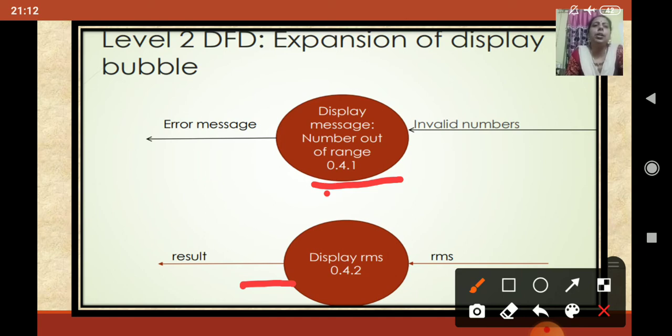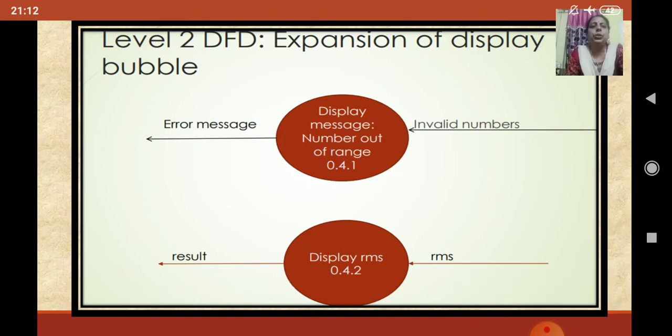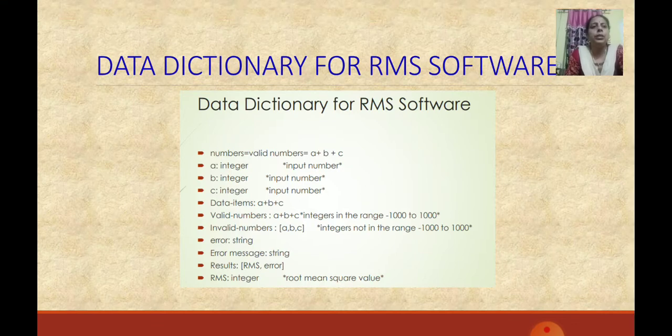So these are the decomposition of the level 1 diagram. This is the level 2 diagram. So this is all about the DFD diagram of RMS software, and this is the data dictionary. Data dictionary means the explanation of each data used in the DFD. It was discussed in the previous session. In the previous video class, I discussed the data dictionary. In the data dictionary, you have to write all the data used in the DFD.